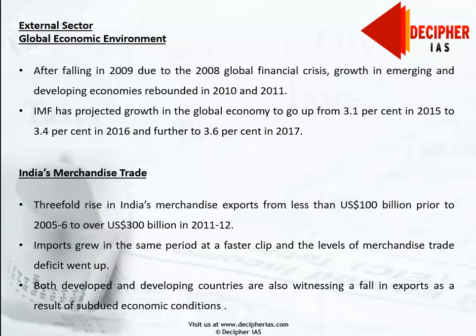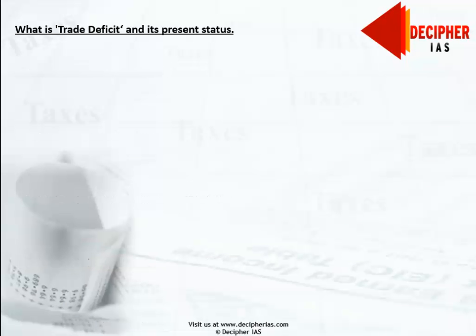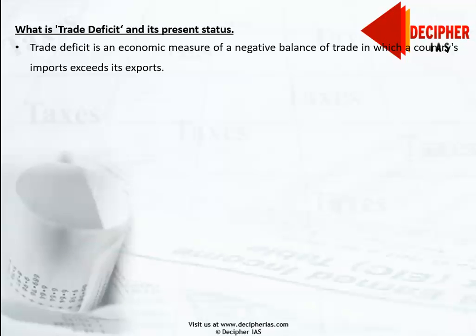Let's understand the terminology as well, that what is trade deficit before going into its present status and all the other things. What is trade deficit? The trade deficit is an economic measure of a negative balance of trade in which a country's imports exceed its exports. So the term which is worth remembering here is that our imports are more than our exports. So a trade deficit represents an outflow of the domestic currency to the foreign markets.